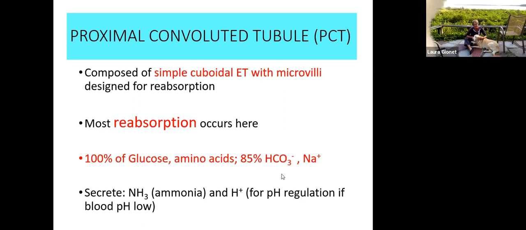About 85% of the bicarbonate that's there, and a lot of sodium. Things that we might secrete is ammonia. I think I said before when we were talking about metabolism that we never reabsorb ammonia. And we will often secrete hydrogen ions. So right at the beginning of this system, it gives us a chance to get rid of some of the excess hydrogen ions, and therefore try to regulate pH.